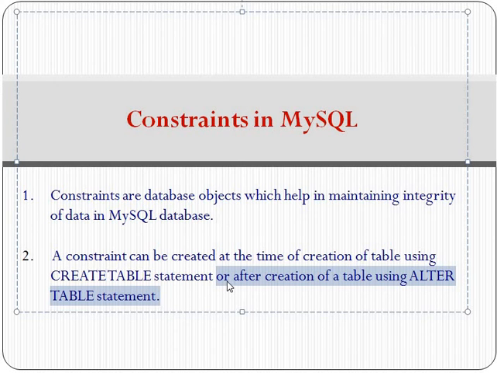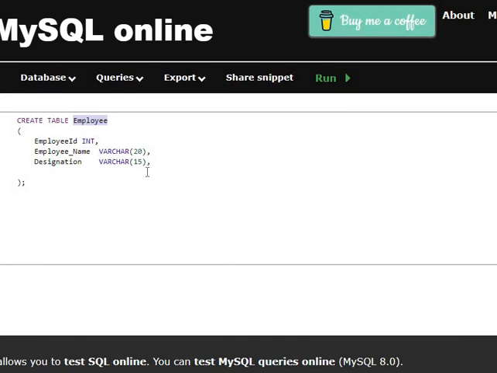Now the second way to impose a constraint for a column on a table is after the creation of a table, and that is with the help of the alter table statement. Now look at this createTable command, which creates this table named employee. If you look at this table now, I have removed the constraint declaration that was imposed on this column named employee ID. So now this column employee ID is free from any constraints.